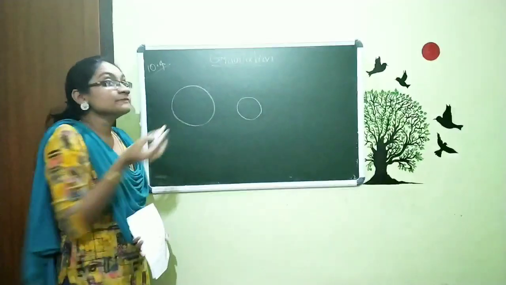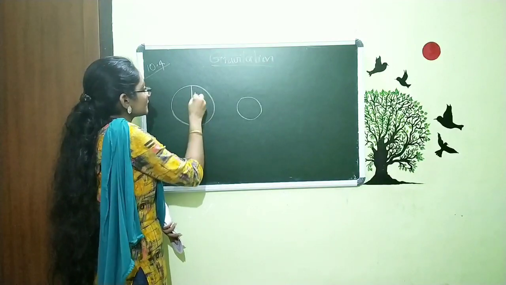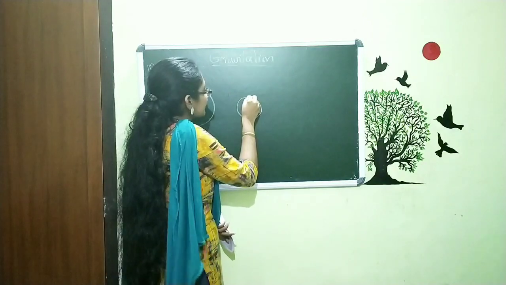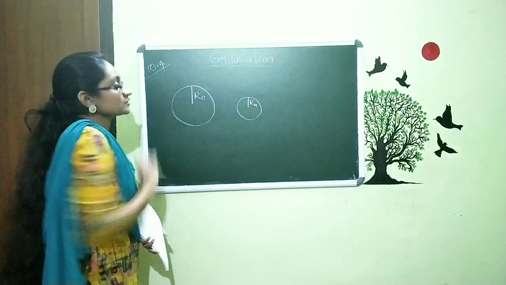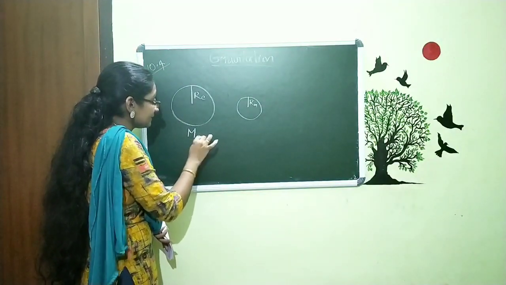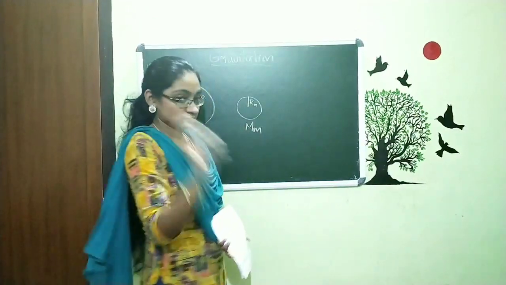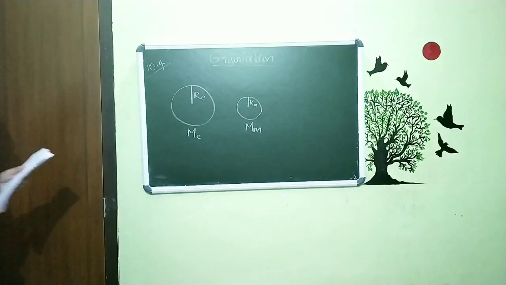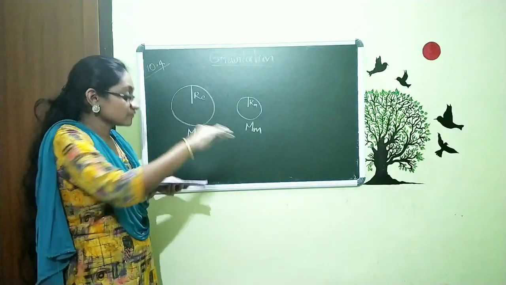Our Earth is bigger than the Moon, and the radius is also different. I am taking the radius of Earth as RE and the radius of Moon as RM. The mass of Earth I am taking as ME, and the mass of Moon as MM. Just keep these values in mind, and we are now going to find the weight of an object at the surface of the Moon.